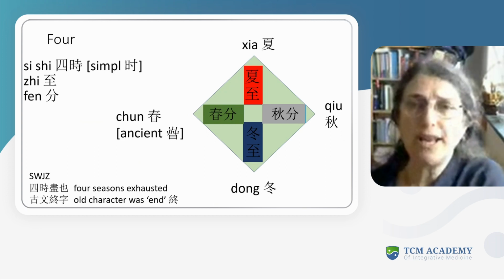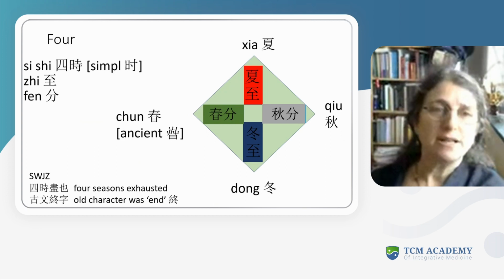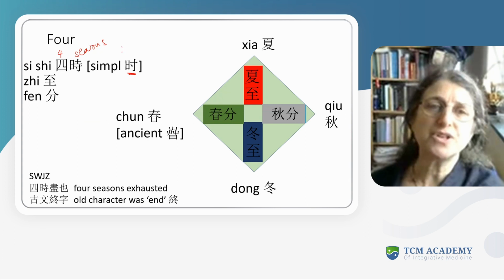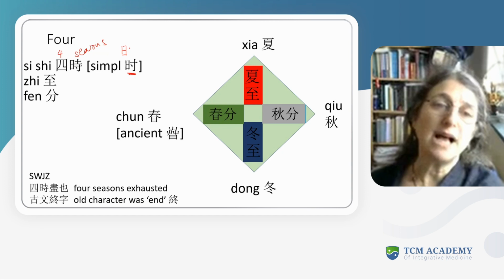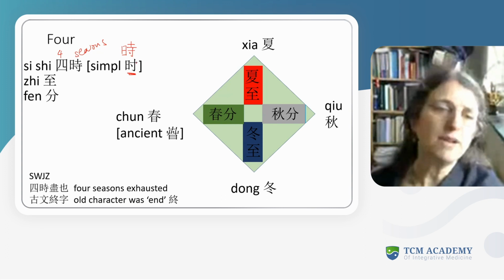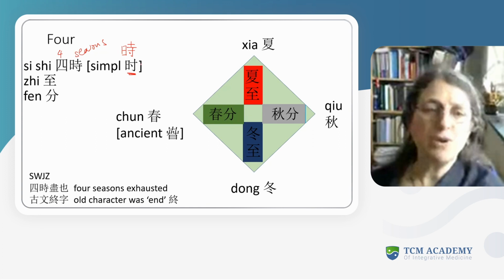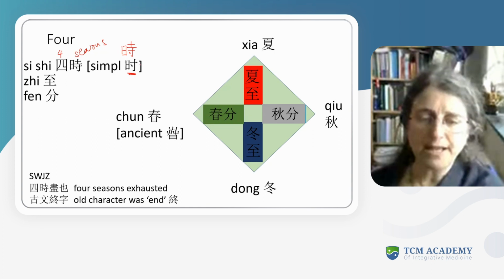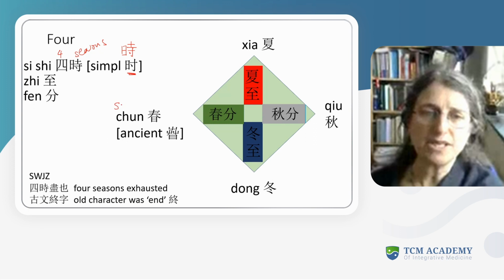Here we go, another four, and here we've got four seasons. This character here is four again, and this is seasons. This is the simplified version of seasons. Look, it's got the sun at the front. And in the complicated version, this is soil, and then this is a thumb. This is actually the sun measurement. Anyway, it doesn't matter. So we've got seasons, and let's start in springtime. This is spring.